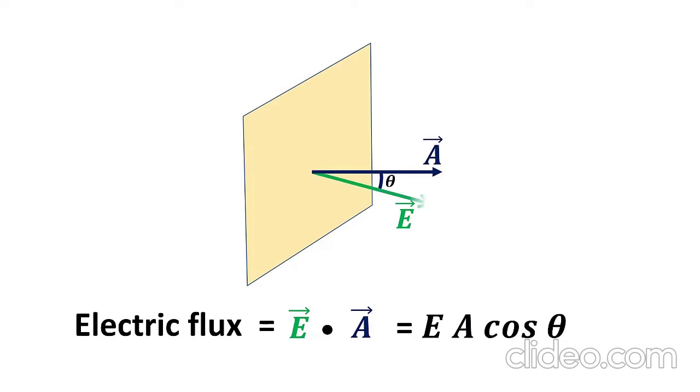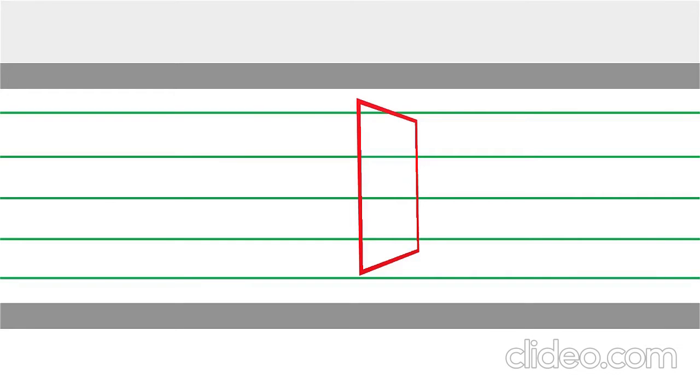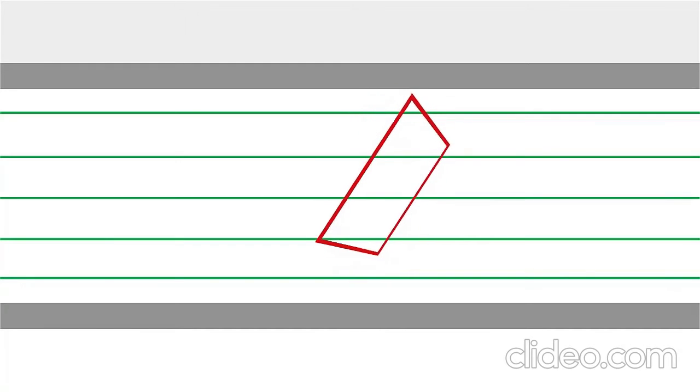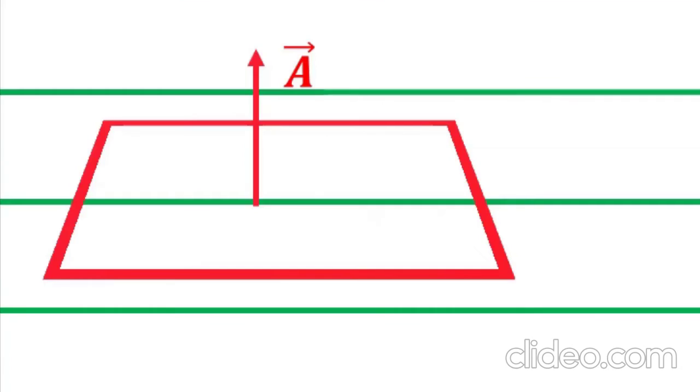In lower classes, you may have learned that area is a scalar quantity. If you hold the area element normal to the flow, maximum field lines will flow through it than if you hold it with some other orientation. This shows that an area element should be treated as a vector. It has a magnitude and also a direction.